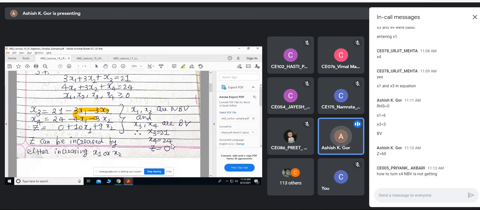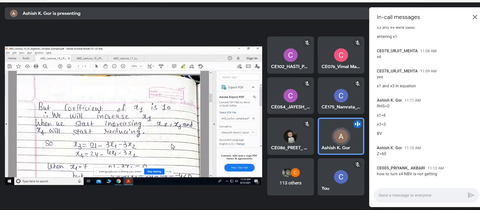Both are right now 0, right? x1 and x2 are right now non-basic, so they are both at 0. So how much can I increase? I can increase x1, while x2 is still 0, remember. But I can increase x1 up to 6 only, because that would keep both constraints feasible.